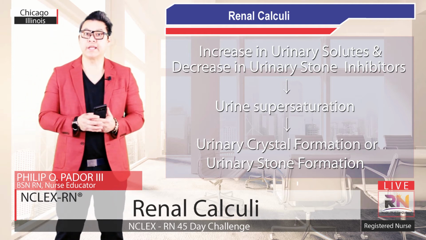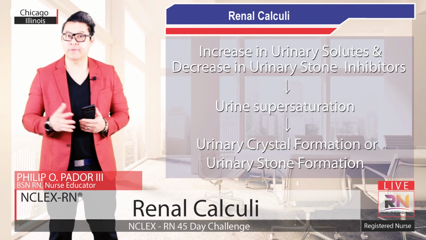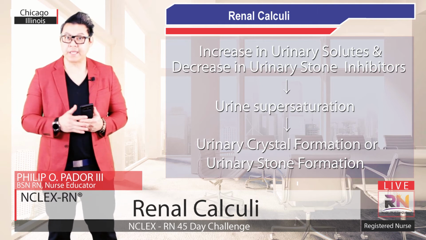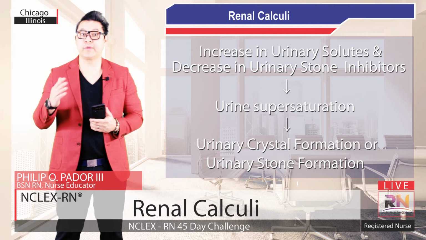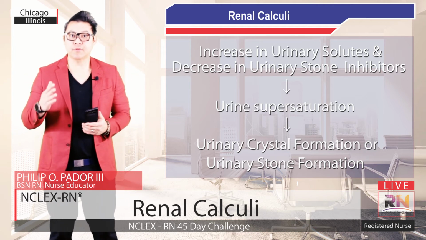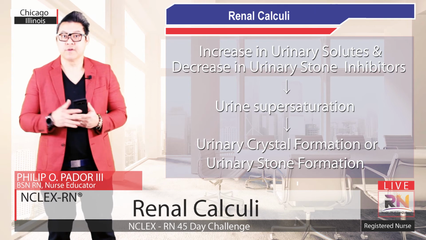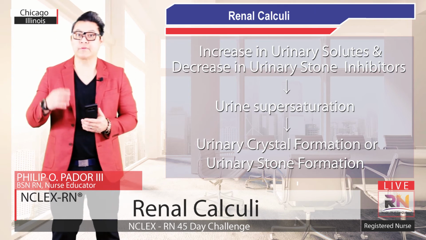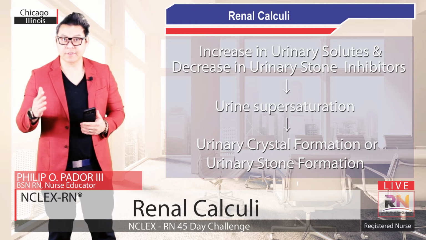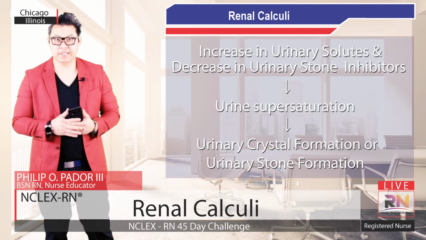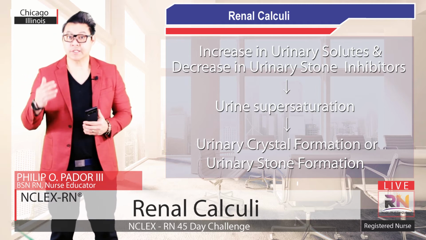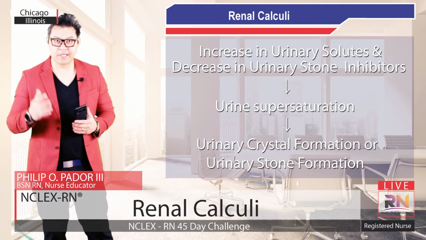A decrease in urinary volume, such as in dehydration, and an excessive increase or decrease in urinary pH also contribute to the urine supersaturation. So, in summary, urine supersaturation with the stone forming salts results in crystal formation. And as I mentioned, there are a lot of types of urinary stone forming salts such as calcium, uric acid, and oxalate. And because of this, there are many types of kidney stones.